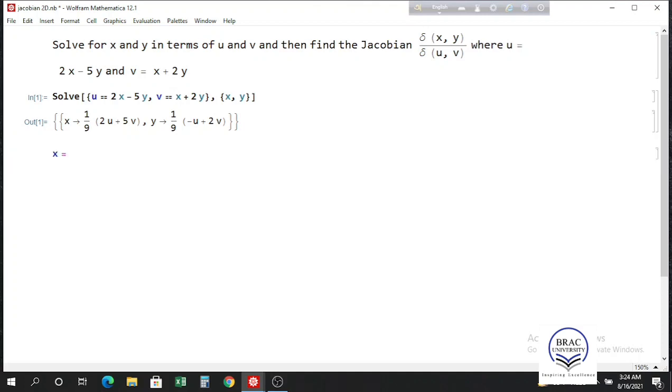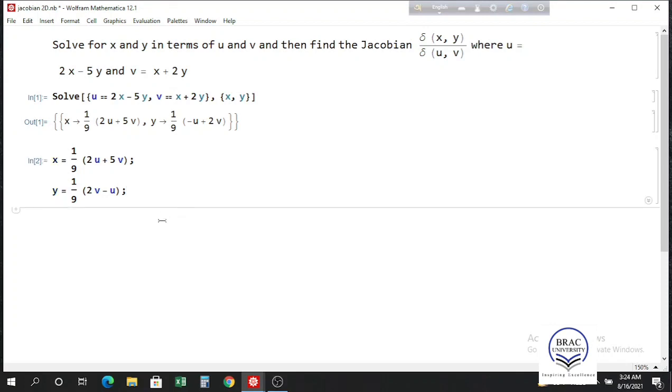So let's just define our x and y. So x equals to 1 by 9 (2u plus 5v). Give a semicolon. I just want to define x, and y equals to 1 by 9 (2v minus u). So x and y are defined. Now let's see how you can find the Jacobian.